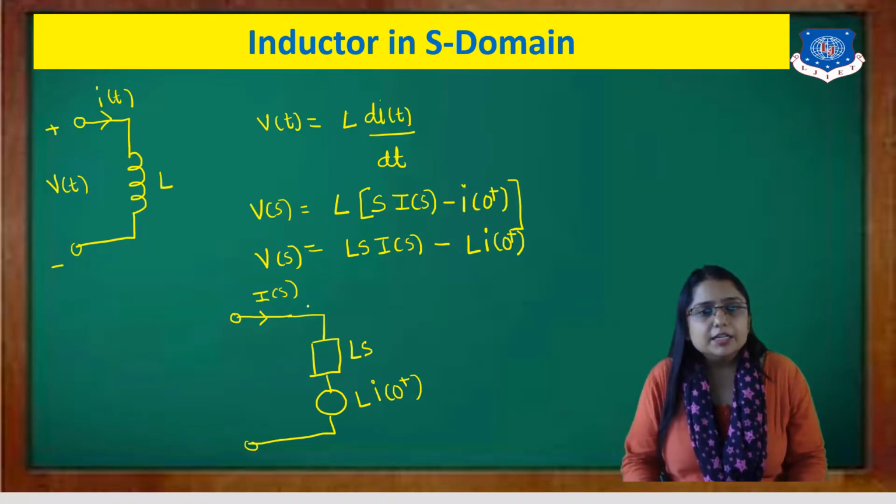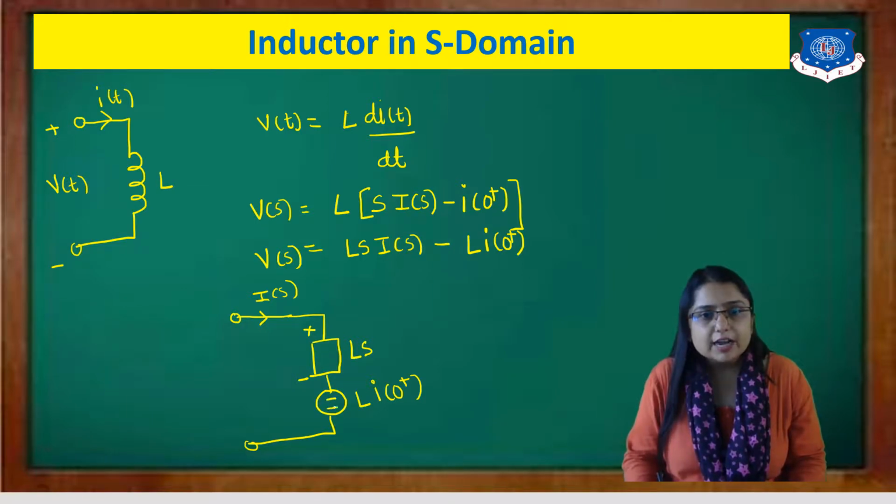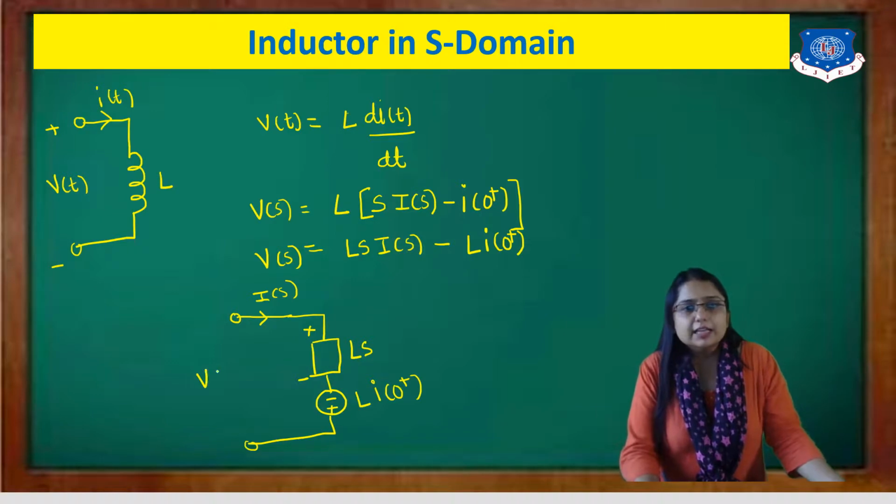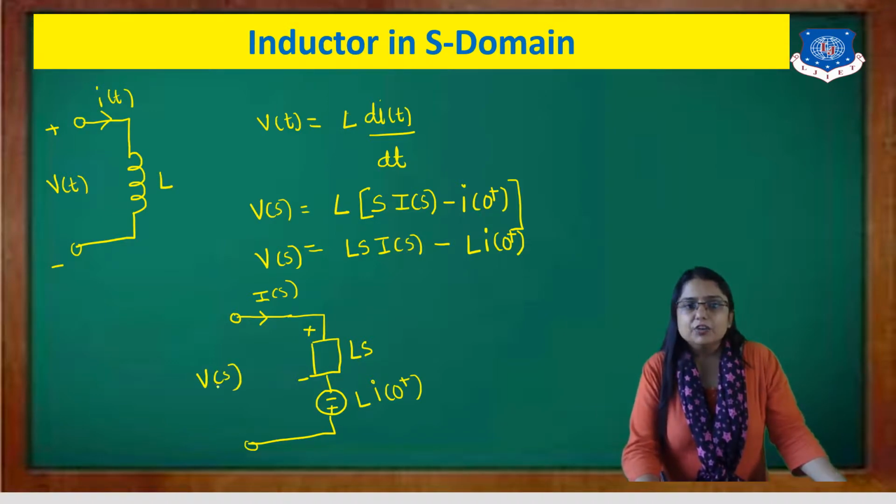Now if the current is passing in this direction, so plus minus. Here see the subtraction is there. That means inside this we have to use the polarity, that is what? It's a minus plus. Then and then we can write that V of S equals what? It's a Ls into I of S minus Li0 plus.